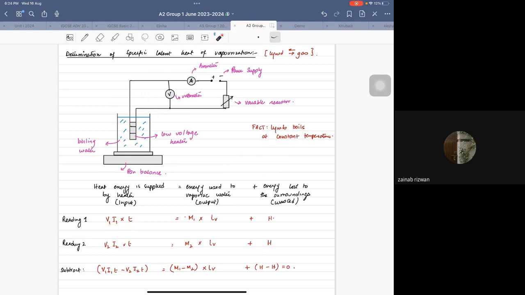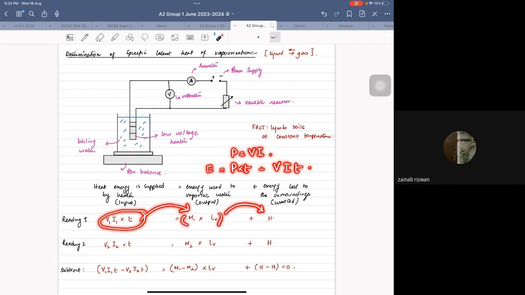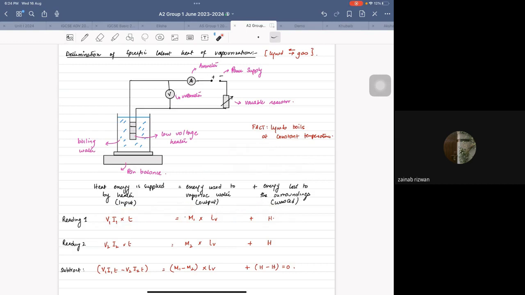So, where did we get voltage, current, and time? You should understand that basically the power of an electric heater is VI. You agree? Power times time is energy, so we can write that the energy supplied by the heater will be VIt. So this is the energy supplied by the heater, which goes into evaporating this and also losing some energy to the surroundings. Do you get it?